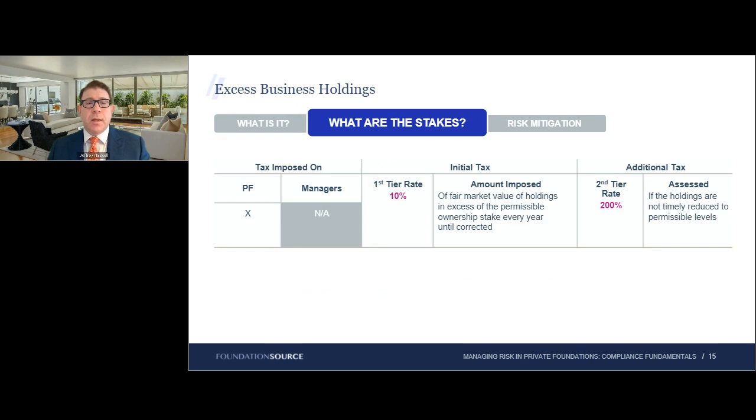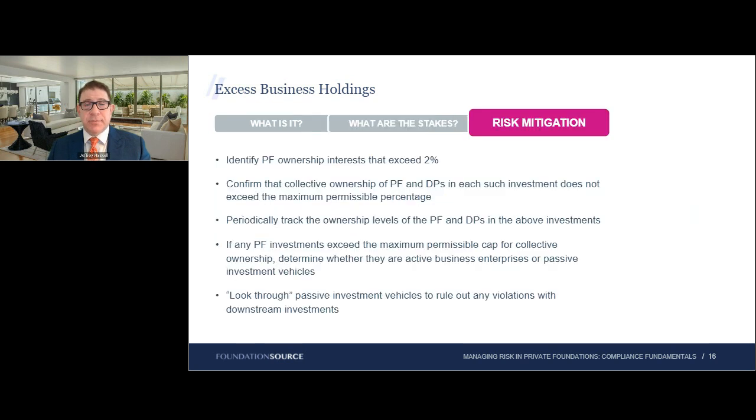The maximum ownership level that's allowed under the rules is considered the permitted holdings, and anything beyond that is considered excess holdings, which is subject to a 10% penalty, as you can see here. So as a practical matter, a private foundation that invests exclusively in publicly traded securities typically doesn't have to worry about this type of violation because it will be rare indeed for a foundation to own more than a 2% interest in a publicly traded company.